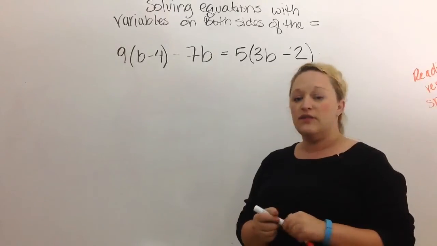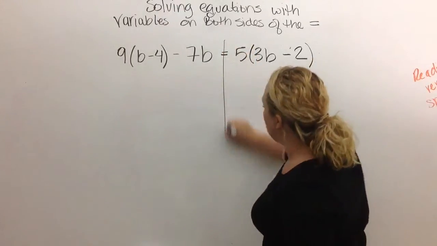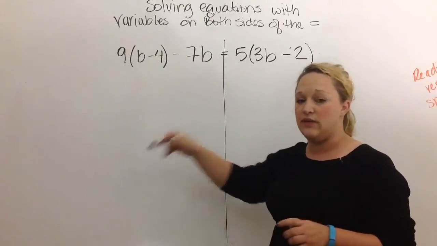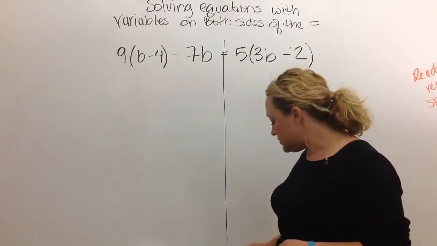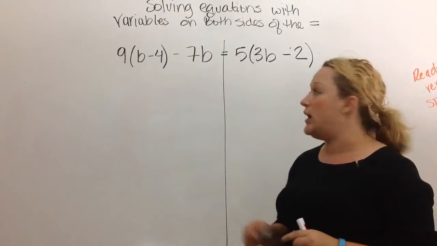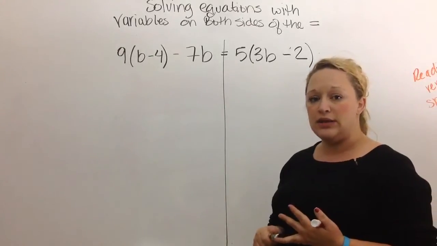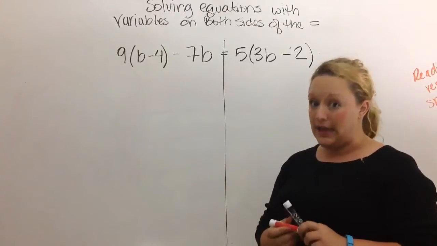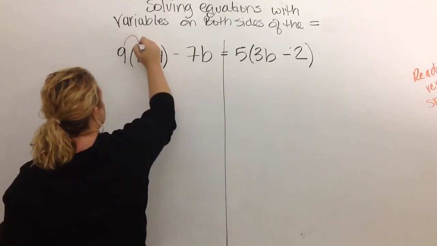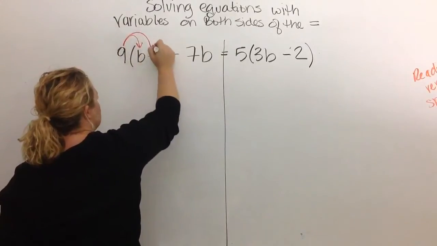our answer. The first thing we're going to do is draw a line down the equal sign. It's very important so that we understand that whatever we do to the left, we have to do to the right. So the first thing we're going to talk about is distributive property. Distributive property is where whatever is on the outside of the parentheses is multiplied by what's on the inside of the parentheses. So I'm going to draw my arrow from my 9 to my b and my 9 to the -4.